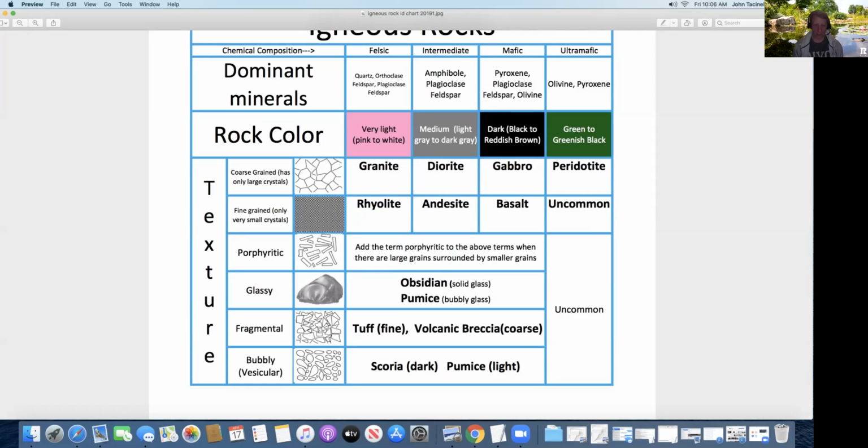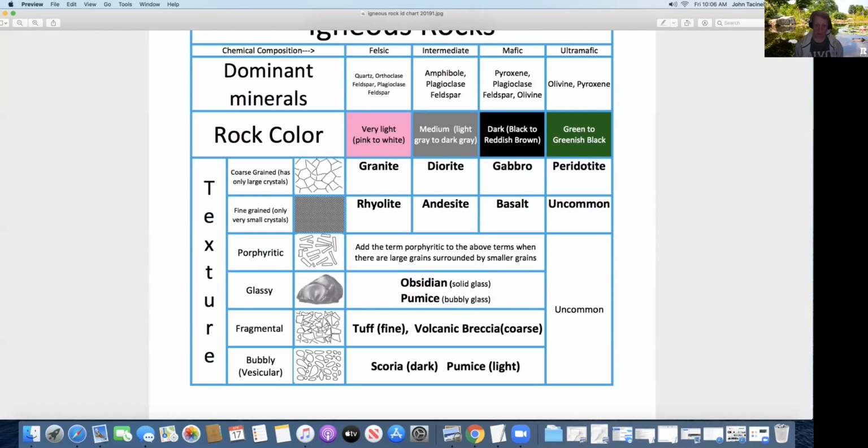Now, some rocks, though, are not coarse or fine-grained or porphyritic. They could be glassy. If it's glassy, it's going to be either obsidian or pumice. Obsidian is just solid glass, usually black, although it has a reddish version. Pumice is also glassy, but it's a bubbly glass.